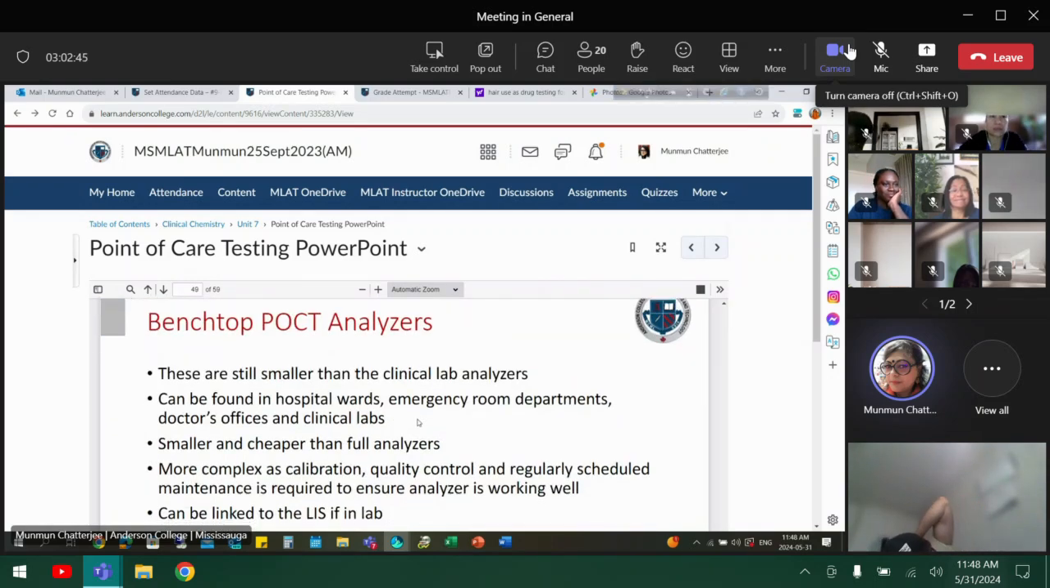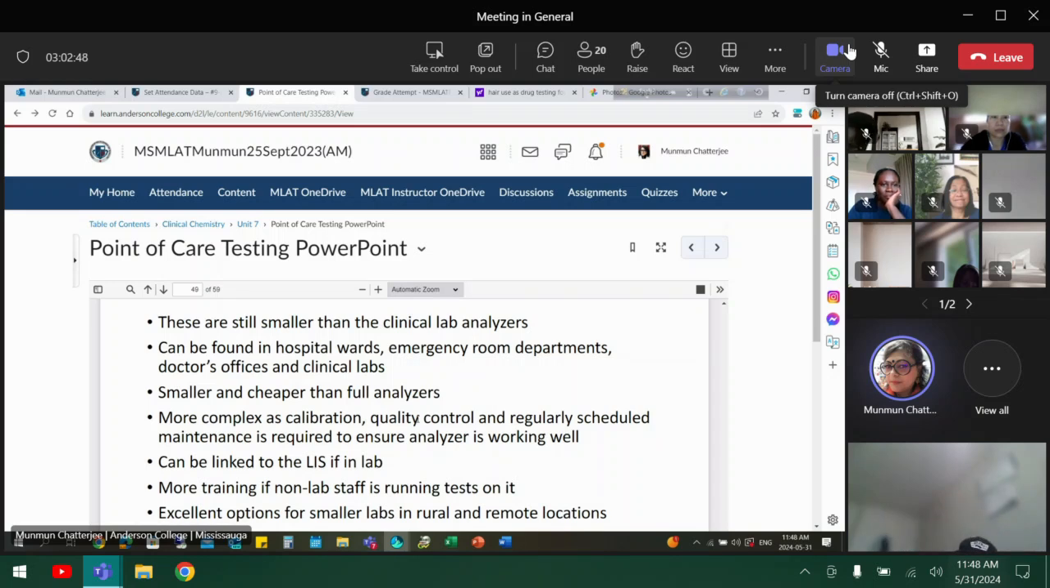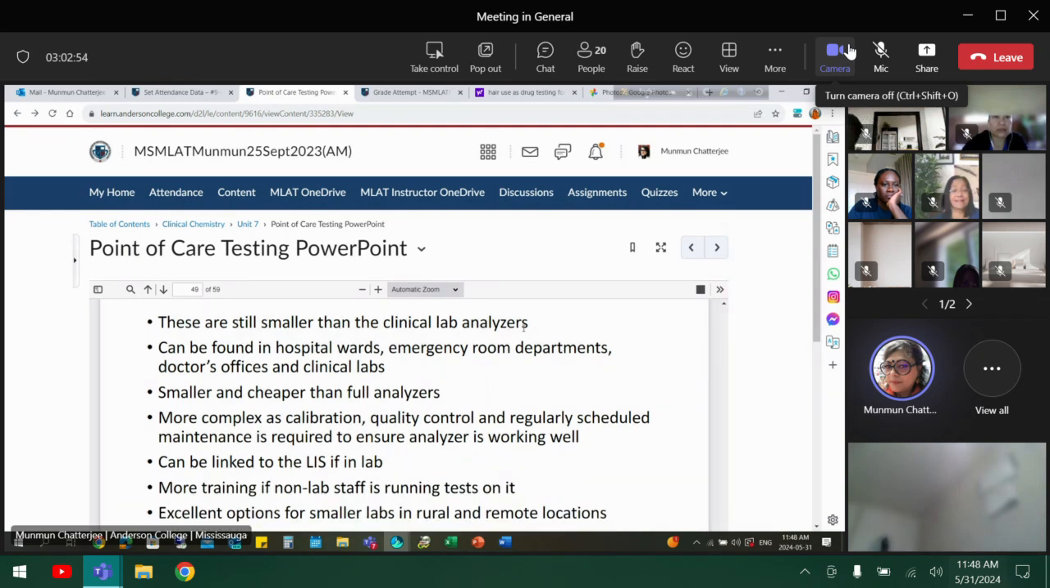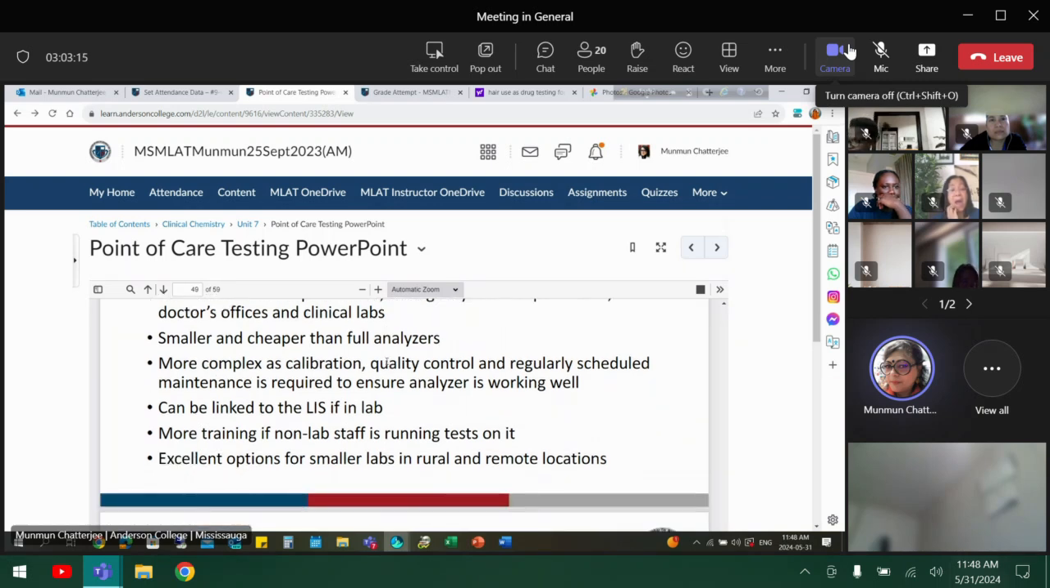So now the benchtop analyzer. Those are small instruments. Even though it's benchtop, it is still smaller than the clinical lab analyzer, which is huge, especially nowadays the auto analyzer. It can be found in hospital wards where they need to do it immediately, emergency room departments, doctor's offices and clinical labs. Doctor's offices mainly use that a lot. Smaller and cheaper than a full analyzer, but more complex, as calibration, quality control, and regularly scheduled maintenance are required to ensure the analyzer is working well.